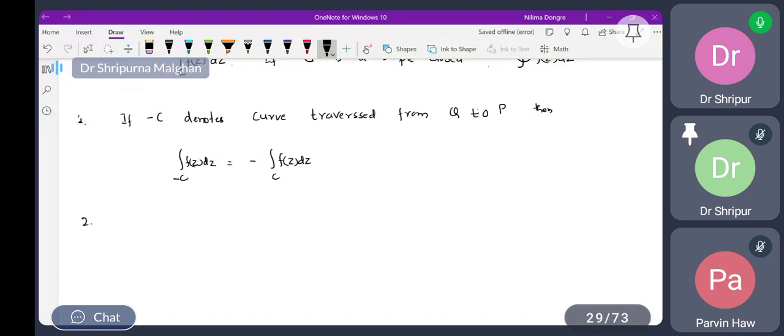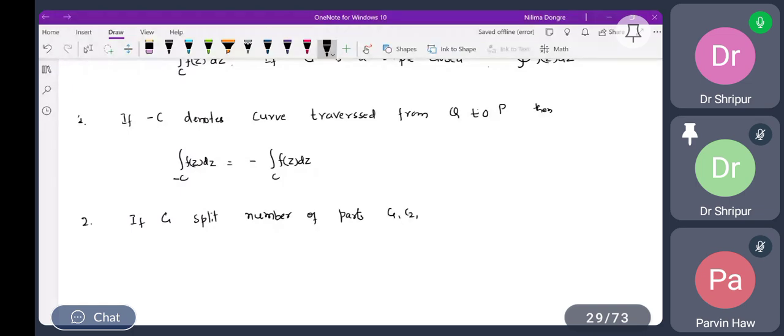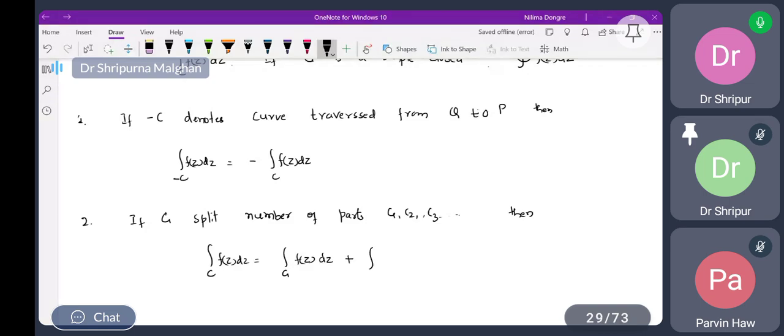Okay. Now, if C is split into a number of parts, say C1, C2, C3, and so on, then integration over C of f of z is equal to integration over C1 of f of z plus integration over C2 of f of z plus integration over C3 of f of z, and so on.